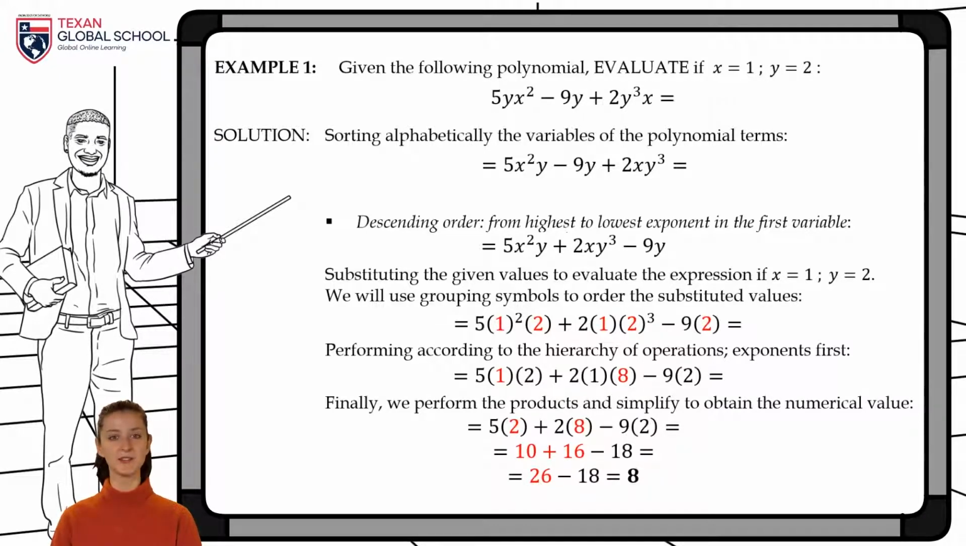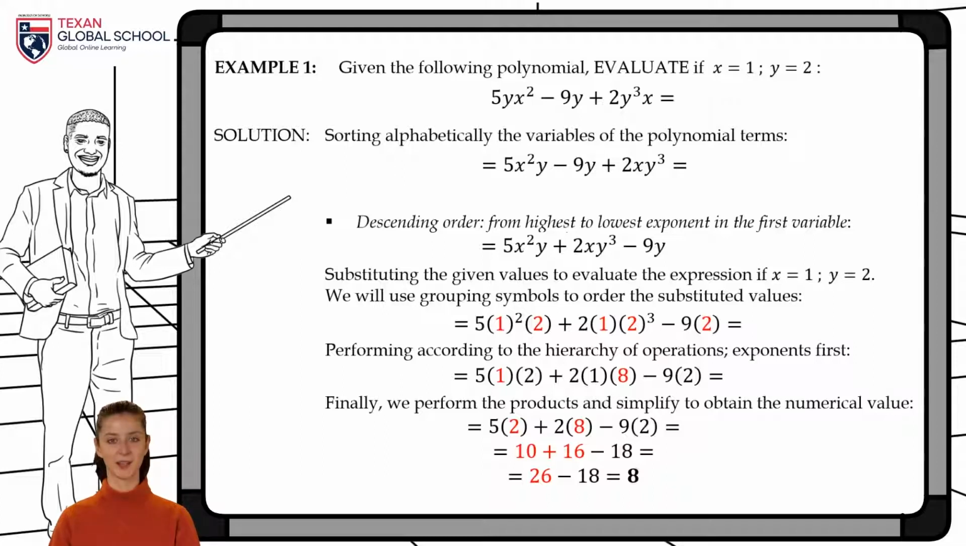We can directly substitute the values and perform the evaluation. However, it is advisable to always arrange the polynomials in descending order and then apply the desired algebraic processes. So we sort the variables alphabetically to then leave the polynomial in descending order as shown in the solution. Now we will substitute the given values, where x is equal to 1 and y is equal to 2. We will use grouping symbols to organize the substituted values.